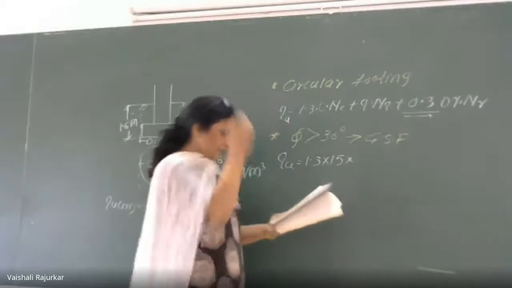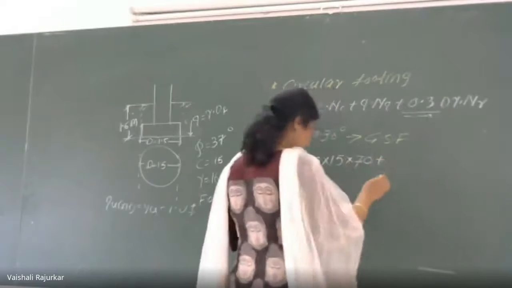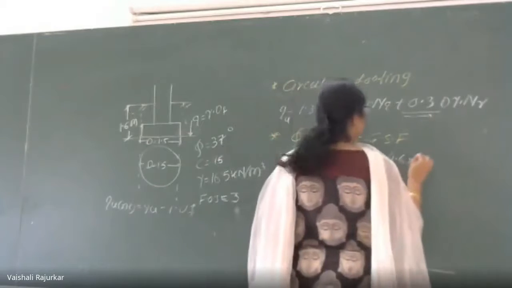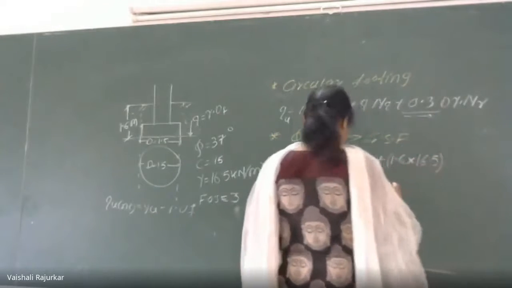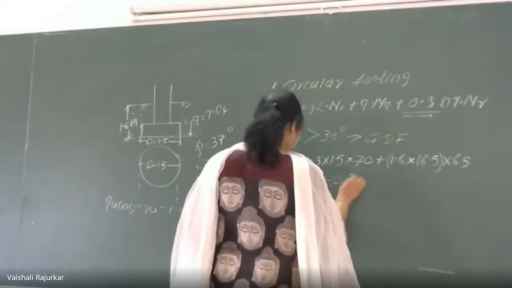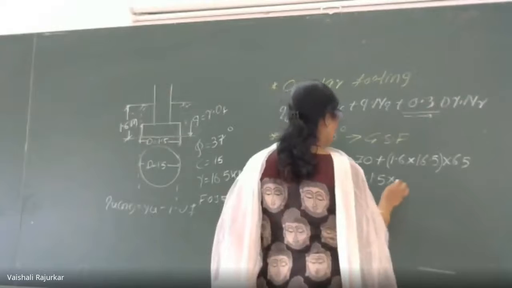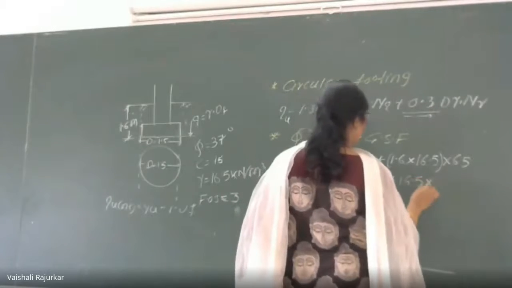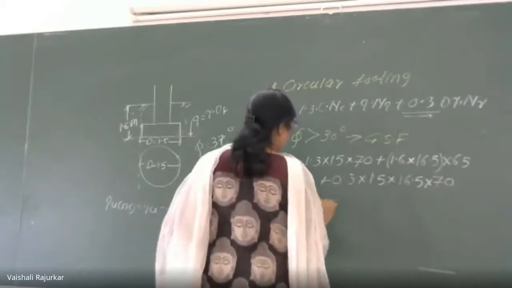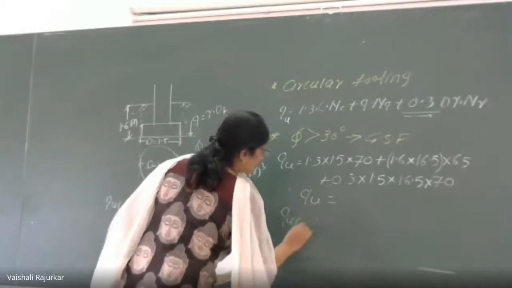What is the value of Nc given? Nc is given as 70, plus gamma is 16.5, and gamma is given as 65, plus 0.3 into 1.5 into 16.5, and N gamma is again 7. So find out the value of Q. Once you get the value of Q, find out the value of Q net, or directly I will just find out Q safe.